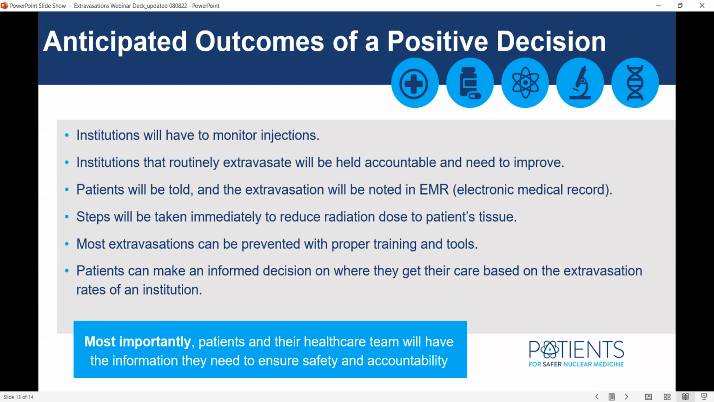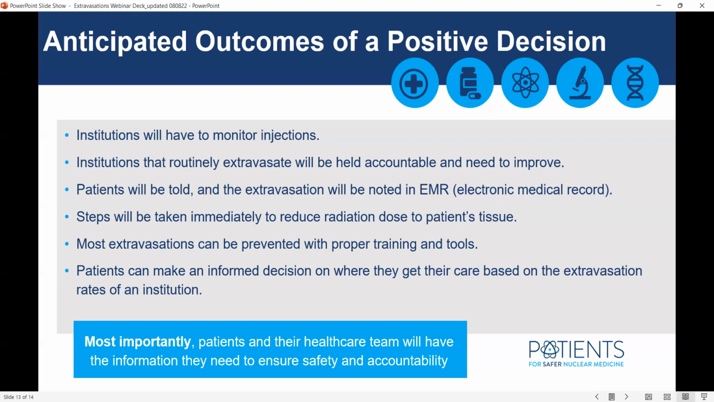Right now, if you're extravasated, that extravasation that Pam experienced was not noted in her electronic medical record. If we have to start reporting extravasations, patients will be told, their healthcare providers will be told, the extravasation will be noted in their medical record. So if there is tissue damage further down the road, and that tissue damage can sometimes take years to develop, that will now be in that patient's medical record. So if that tissue damage does develop, they will know what that's from and they can correct the course.